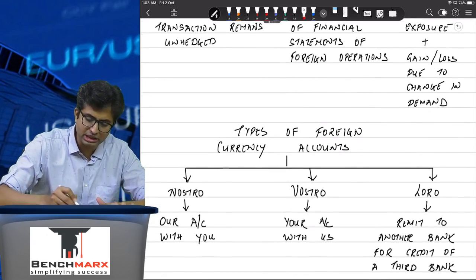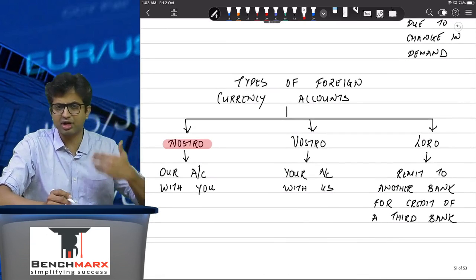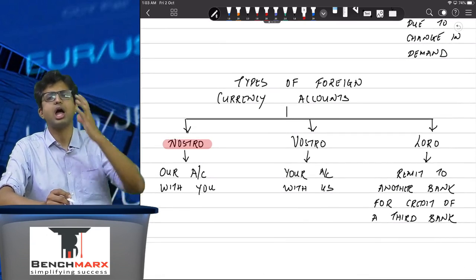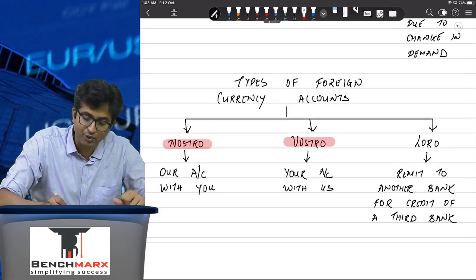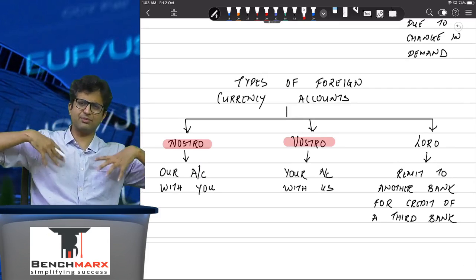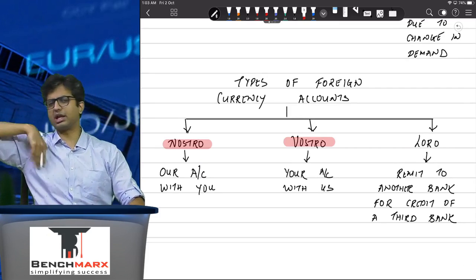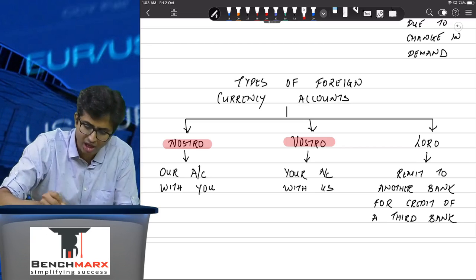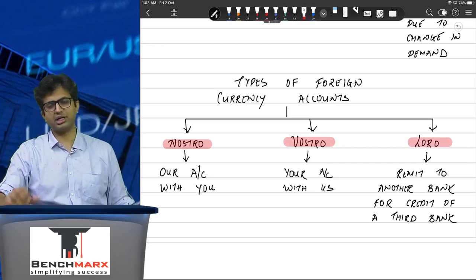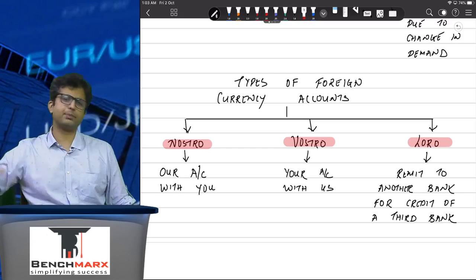And the last thing is, there are certain types of currency accounts. There is a nostro account, that is our account with you. For example, an Indian bank having a Swiss franc account in Switzerland is a nostro account. A vostro account is your account with us. So an Indian bank having a rupee account of a Swiss bank, like let's say UBS having an account with State Bank of India in India. And a loro account is a third party account. It's an instruction to remit a foreign currency to a third party bank.